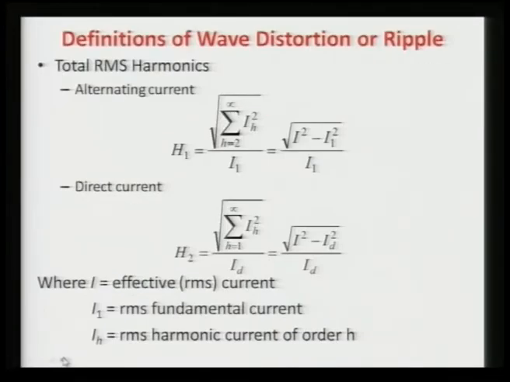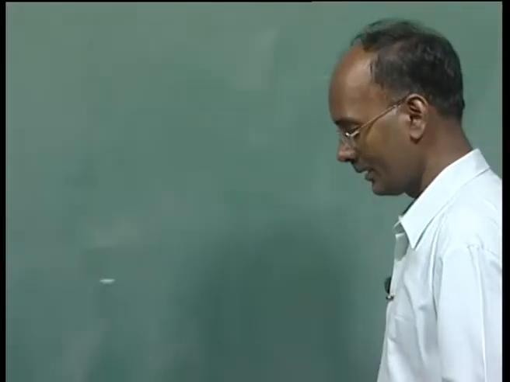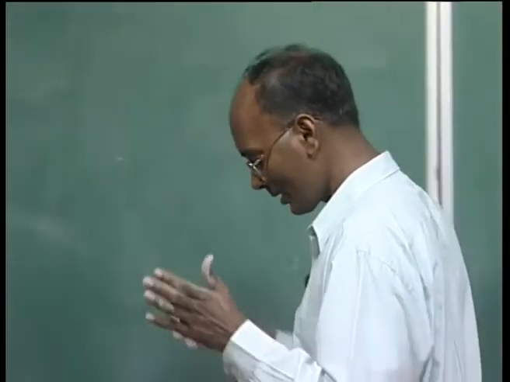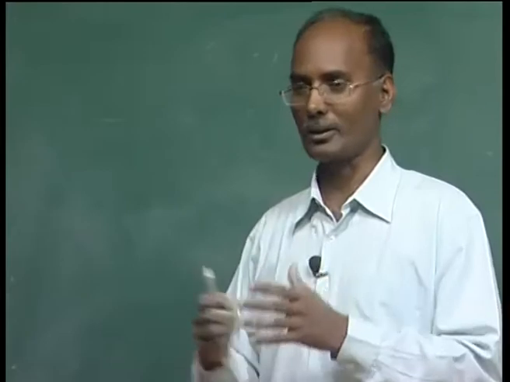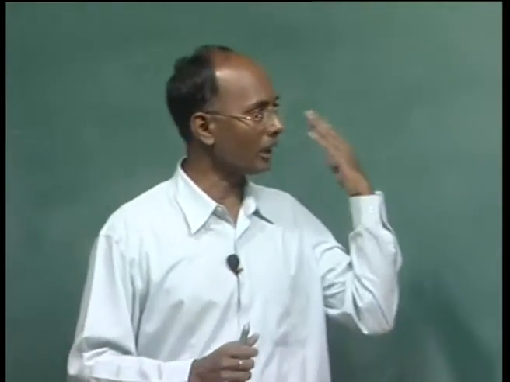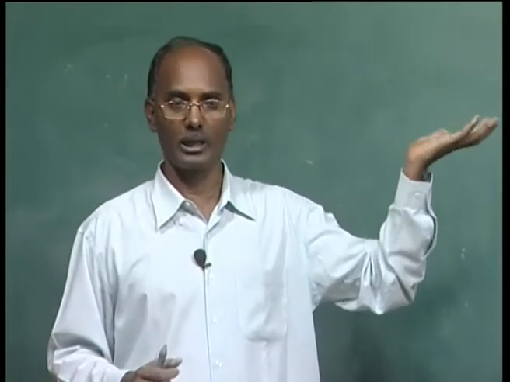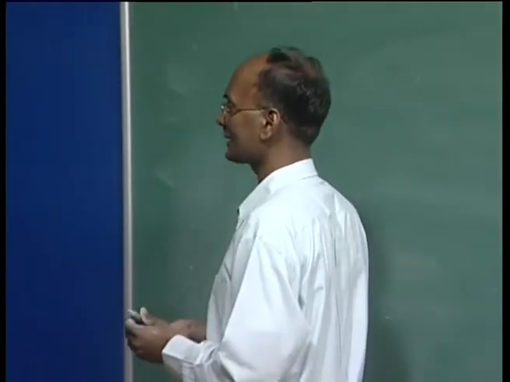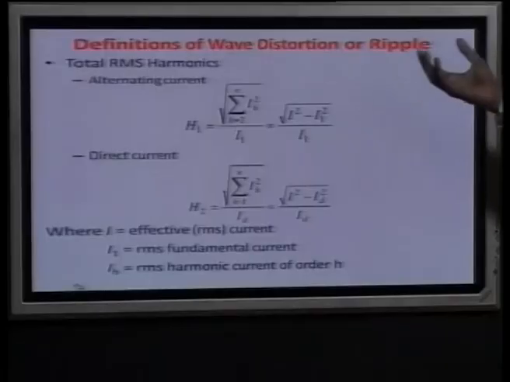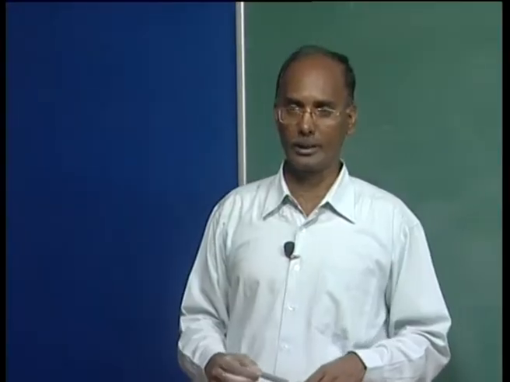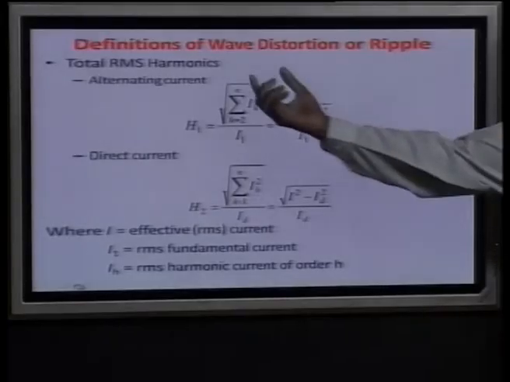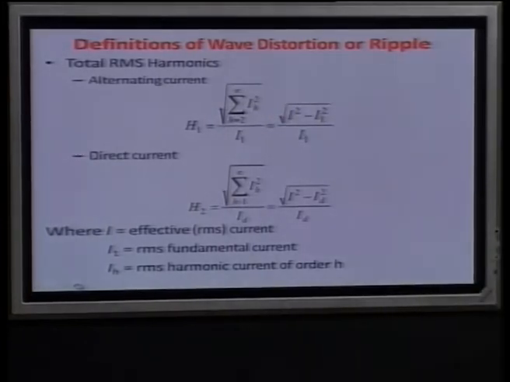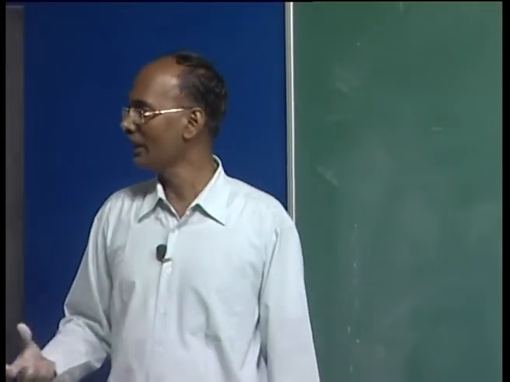Now, how to judge whether your system is perfect or not, because we are having so many components. Some components may be of higher order magnitude, some are less. So there are some performance indices, or you can say definitions of the wave shape distortion or ripple, and the basic primary one is your RMS harmonics. How much harmonics you are having in the system is defined.